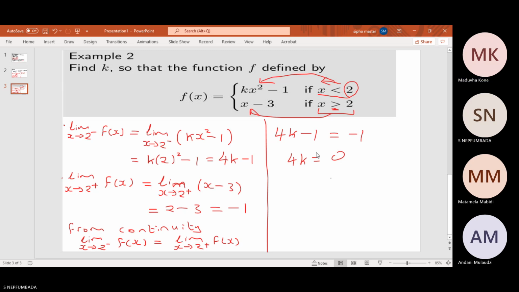It's going to be 0. Therefore, our k is 0. Please go and correct your slide. There's a mistake in the substitution here.